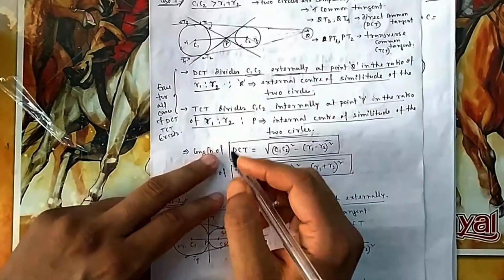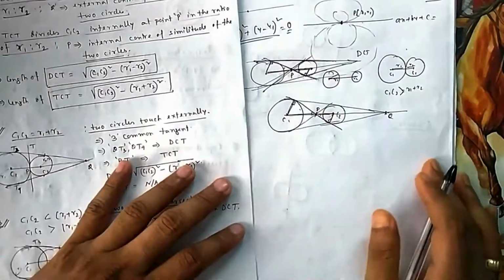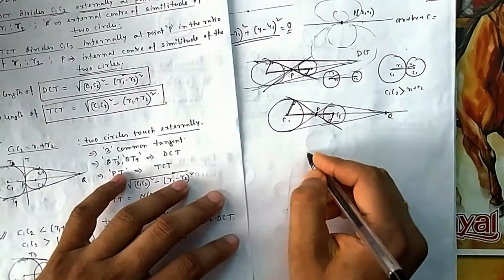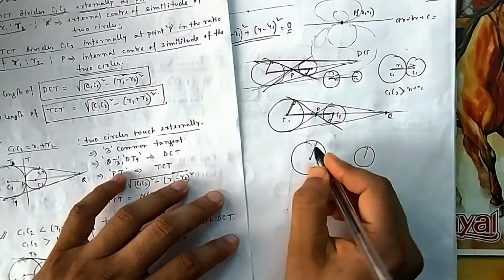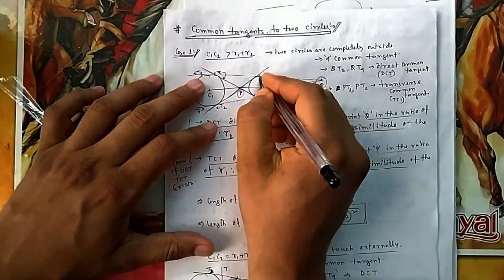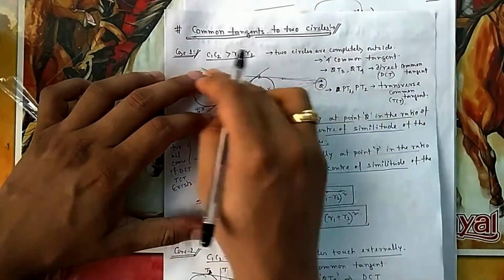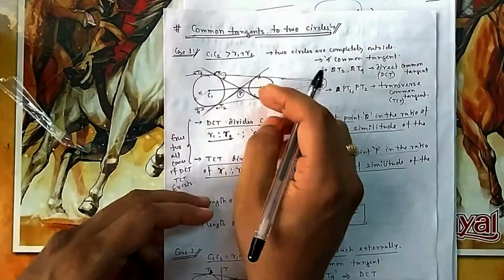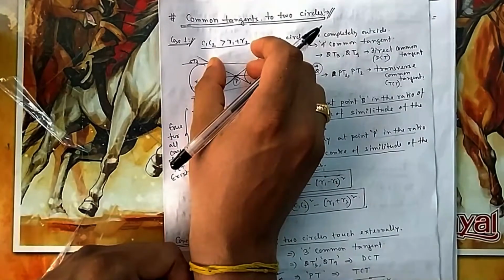Now the length of DCT. If you want to find the length of DCT, again this can be proved. Suppose this is your DCT, and you want to find the length. Length means from this point to this point. This is the length of the common tangent, not the one we are considering earlier, but this one.